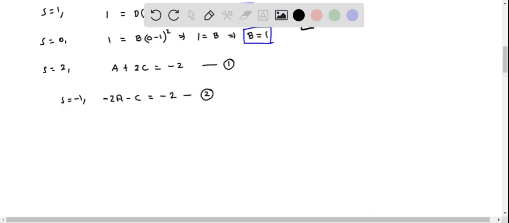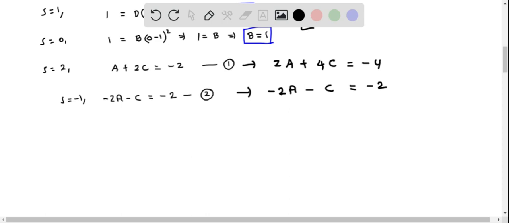Now that we got two equations, that is a system of equations in variables a and c, we can solve them by substitution or elimination method. I'm going to do the elimination method. So this first equation I'm going to multiply by 2. Therefore it becomes 2a plus 4c, and this equals negative 2 times 2, which is negative 4. And I just write this second equation as it is. So it is negative 2a, negative c, and this equals negative 2.